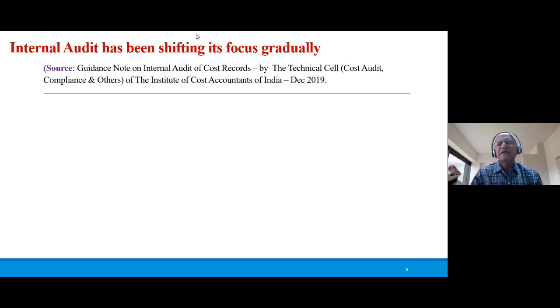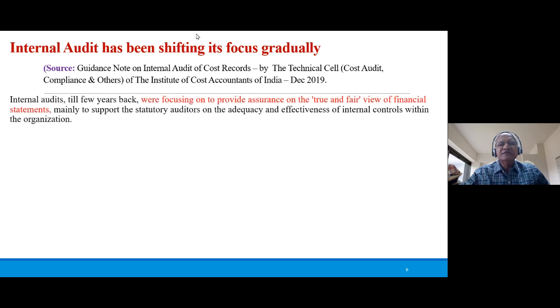And as our chairman mentioned in his introductory talk, it has been slowly shifting its focus. This was explained in greater detail in our guidance note on internal audit of cost records. Our institute, the technical cell, has already published in December 2019 a beautiful guidance note on internal audit. Please go through that. It is a detailed and excellent document. So I have taken a few points from that, more particularly how the focus has shifted.